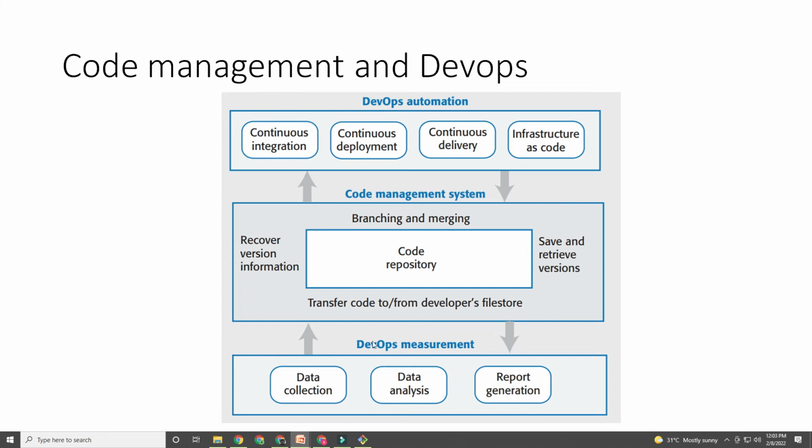And here you can easily measure it. How? You can create report generation: when version 1 is published, when version 2 is published, and what changes have been made. You can take all kinds of reports. You can also do data analysis and data collection. All these things can be done with the help of DevOps measurement. You can easily measure your code management. These are the three things: DevOps automation, the code management system, and DevOps measurement.